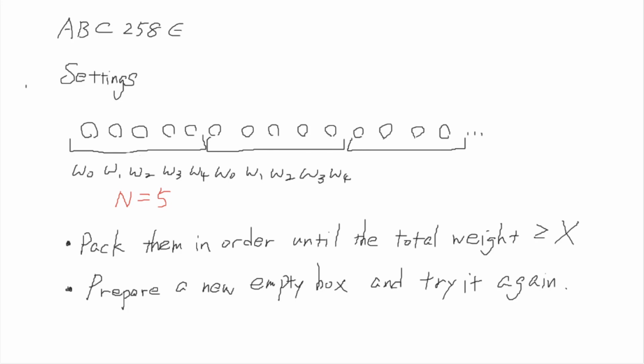So like this, if N is 5, W0, W1, W2, W3, W4, and then again W0, and so on. So we want to pack them in order until the total weight of a box is greater than or equal to X. And if the box weight exceeds X, then we prepare a new empty box and try packing again.